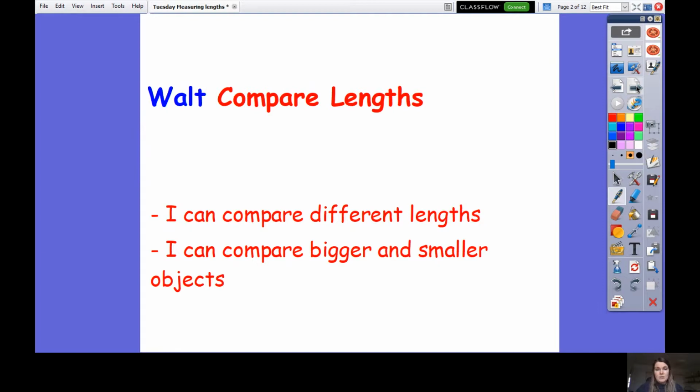Okay, so today we are comparing lengths of objects, and we're going to be using something called a standard unit of measure to help us. So we're actually going to be measuring today. We're going to be estimating and measuring. And remember, estimating means that we make a good guess. Not a silly guess, we make a smart guess.